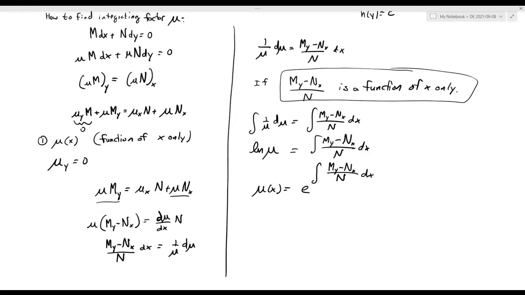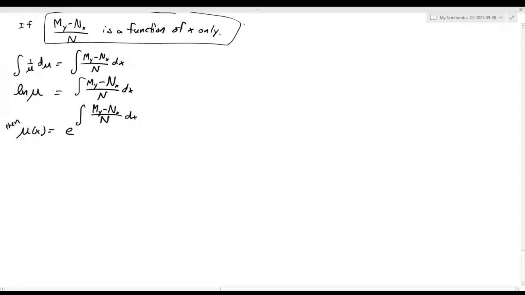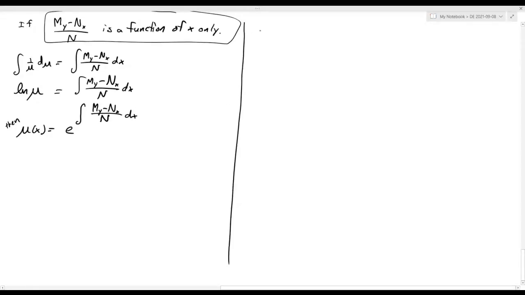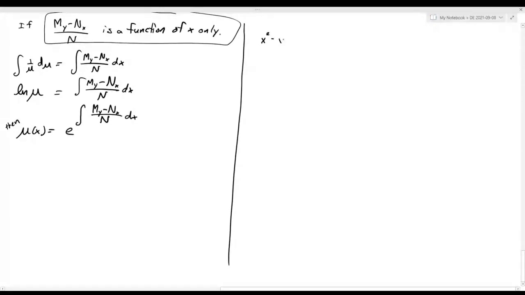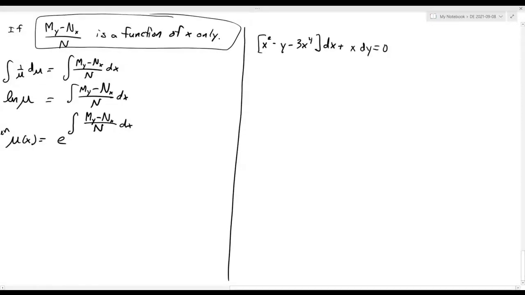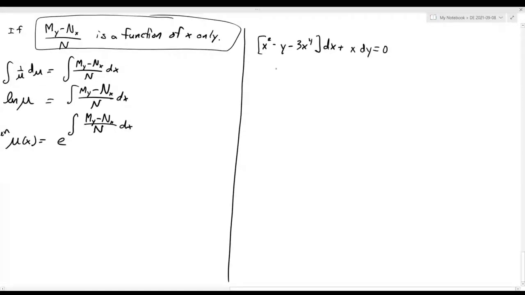So let's go back to our previous example to see how I might have found that integrating factor. All right, so here's our original differential equation that we just visited. And I told you what the integrating factor was. It was 1 over x squared. Now, we found that this differential equation was not exact.